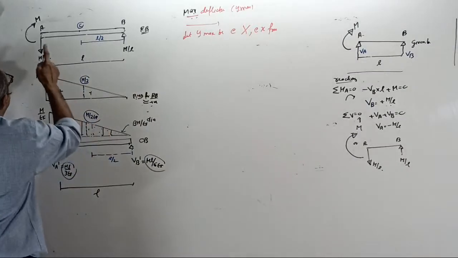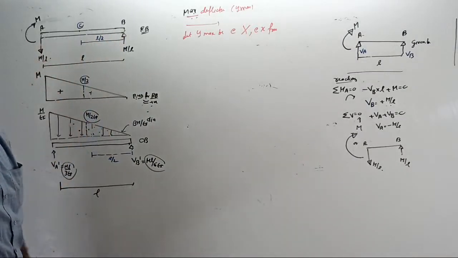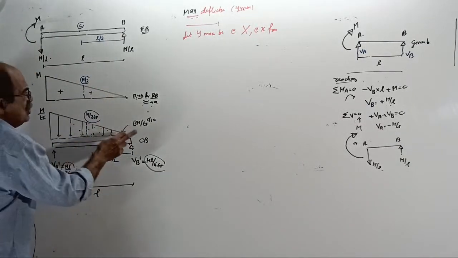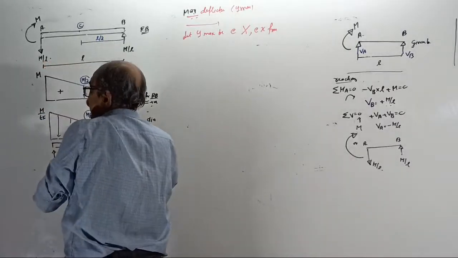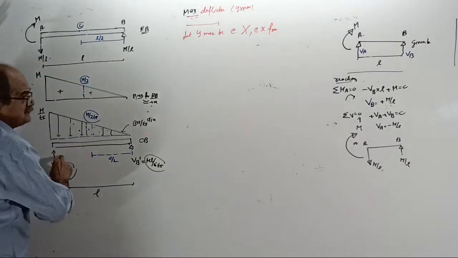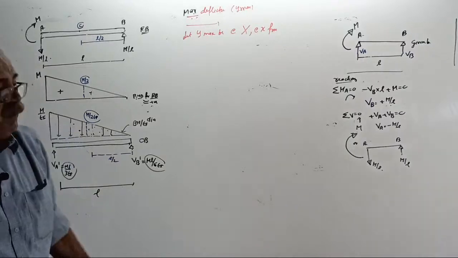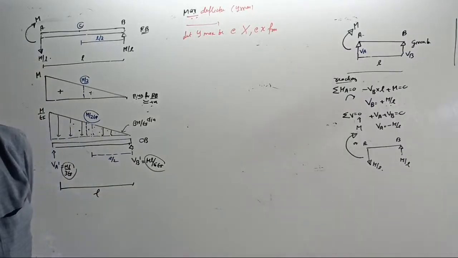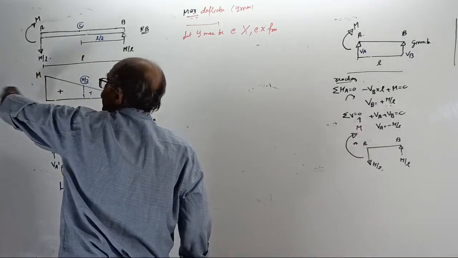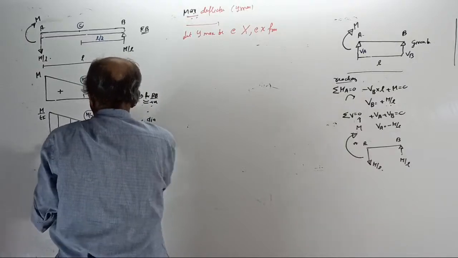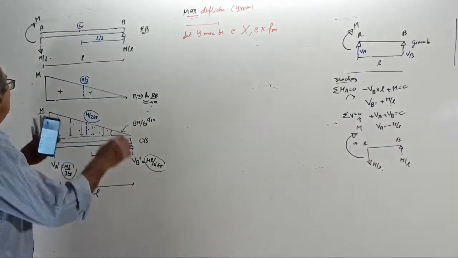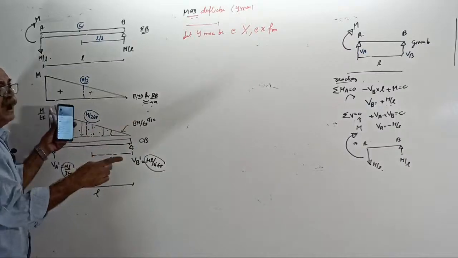shall I take X from A or X from B? Tell the answer. You should keep in mind the calculation in the conjugate beam. In the conjugate beam, if I take X from A, when I look that side, what loading will I get? You should think of those things to save time. Trapezium. Whereas, if I take X from B, what will you get?